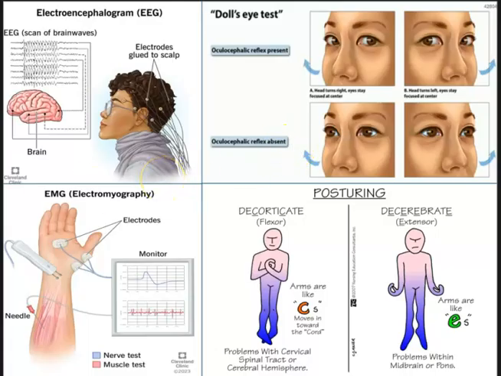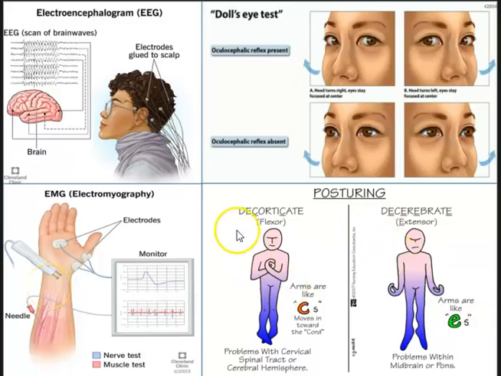Here's an example of your EEG. We're looking at those brain waves. We put those electrodes, just like the electrodes you use for cardiac monitoring. They're just a little bit smaller, but we're going to put those all over the head, and it's going to monitor the waves that are occurring in the brain. An EMG is going to monitor your muscle and your neuron. Is your muscle able to respond to stimuli?